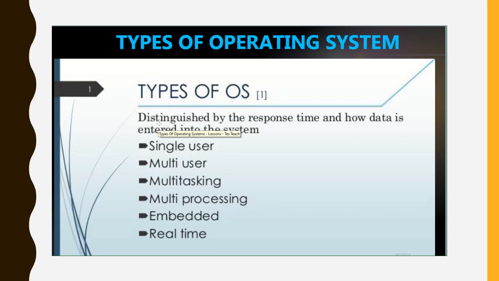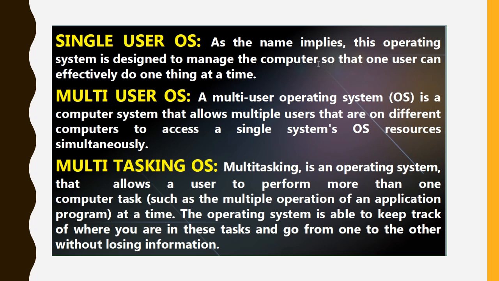Okay, now this is used for what? This is distinguished by the response time and how data is entered into the system. For this, we use the types of operating systems. Okay, let's see. Single user operating system. As the name implies, this operating system is designed to manage the computer so that one user can effectively do one thing at a time. Next, multi-user operating system. A multi-user operating system is a computer system that allows multiple users at a time, in different computers, to access a single system's operating system resources simultaneously.